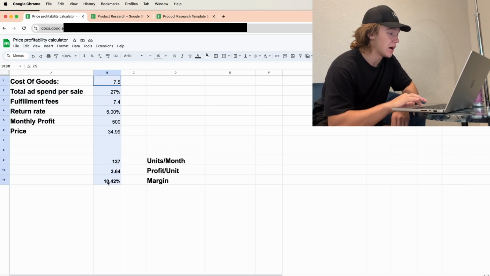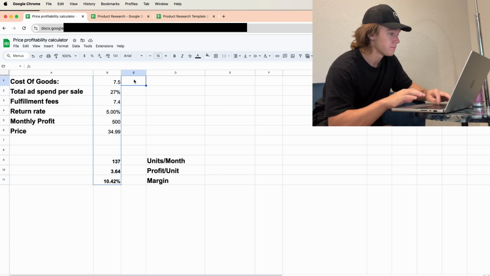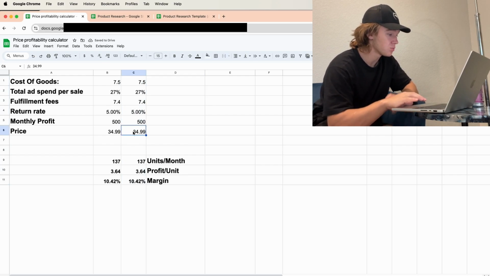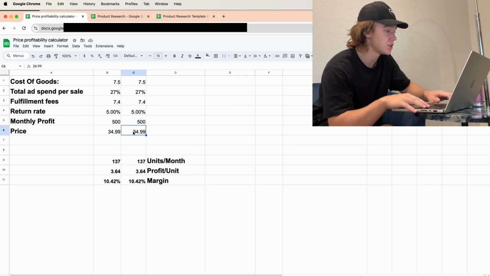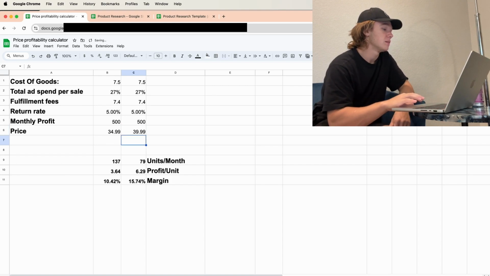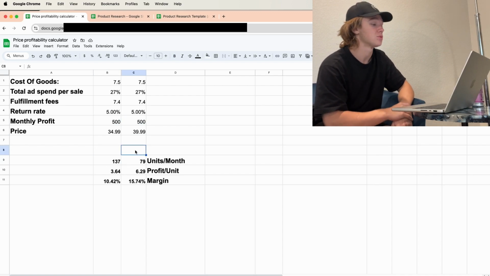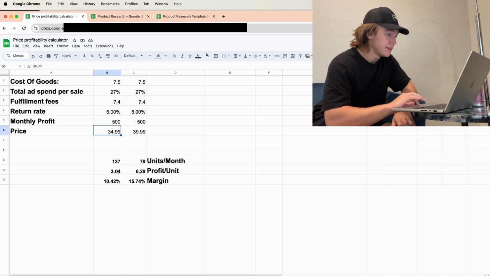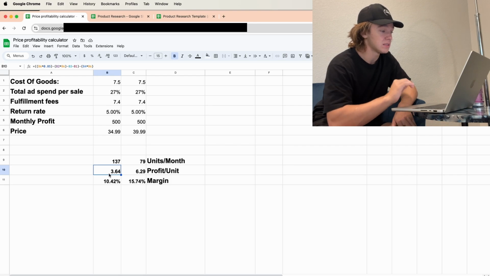What we're gonna do is we're gonna copy this over and have two different columns. So every single number is the same, except we're gonna change one thing. We're gonna change the price. We're gonna change it from $34.99 to $39.99. Now, the way this works is you put in the goal monthly profit and it shows you the amount of units you need to sell in order to hit that. So if we look here at $34.99, he needs to sell 137 units a month at $3.64 in profit per unit in order to hit that $500.